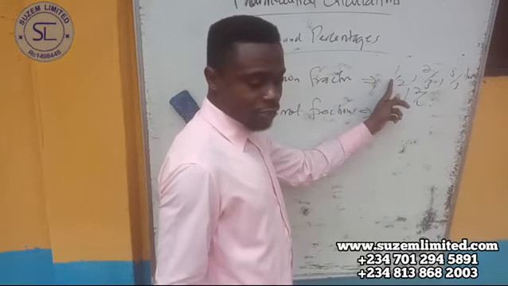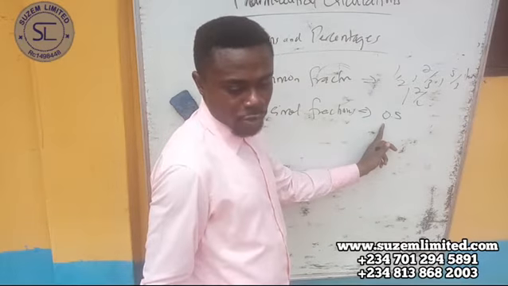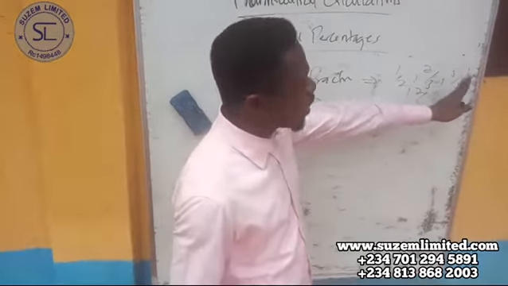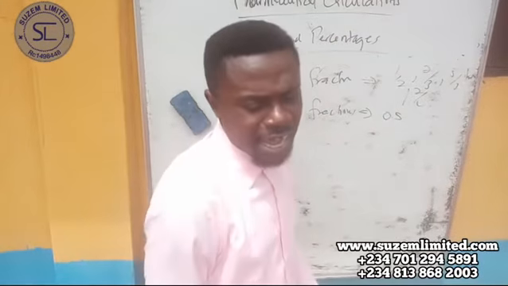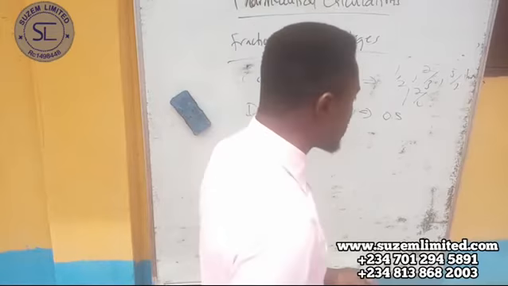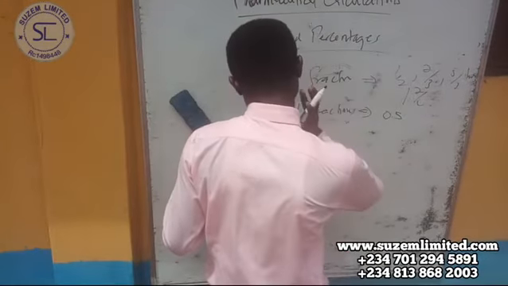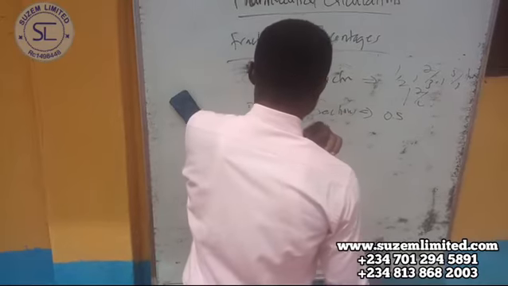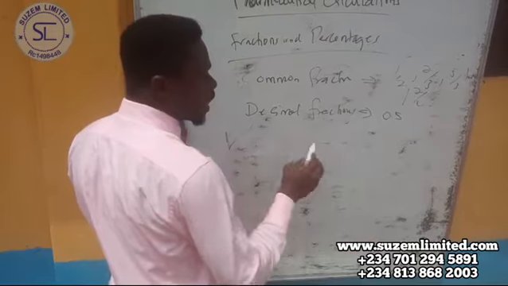This one, 1 over 2, is common fraction, while 0.5 is decimal fraction. The same way, all these ones can be converted to decimal fraction. A decimal fraction has a decimal point. Now, this is what we mean by common fraction and decimal fraction. But under common fraction, that's where you start having other types of fraction.